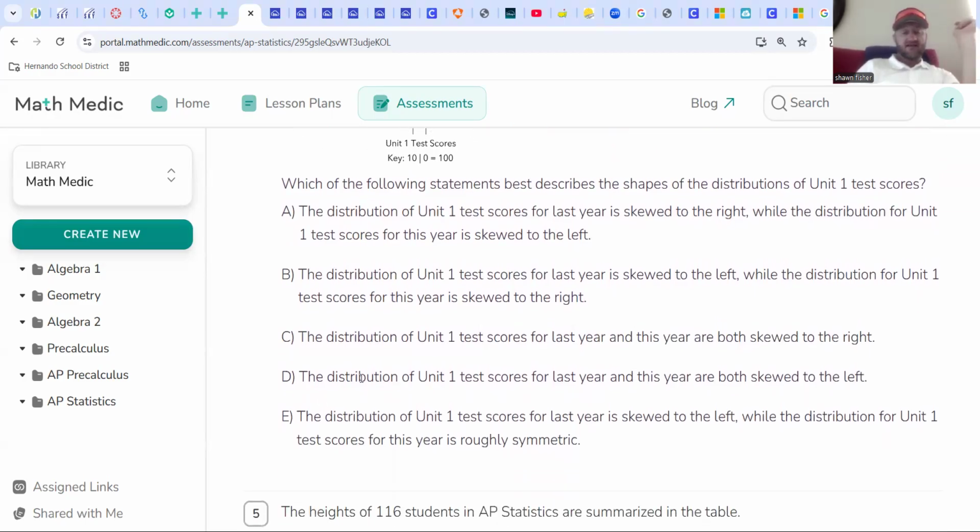Looks like D. Distribution of unit 1, test last year and this year, both of them are skewed to the left. I like that one. Distribution of unit 1 skewed to the left. That's true. While the other one is roughly symmetric.